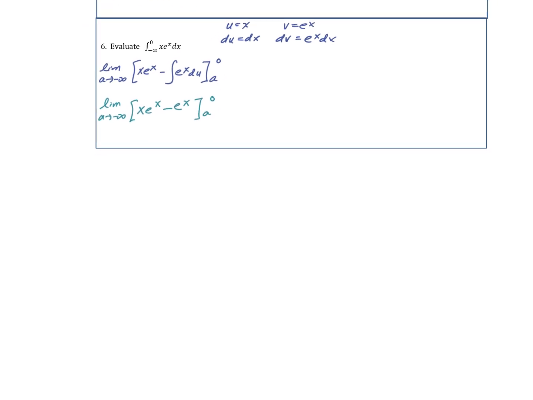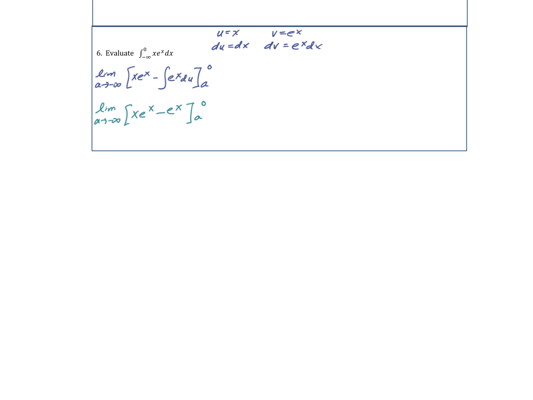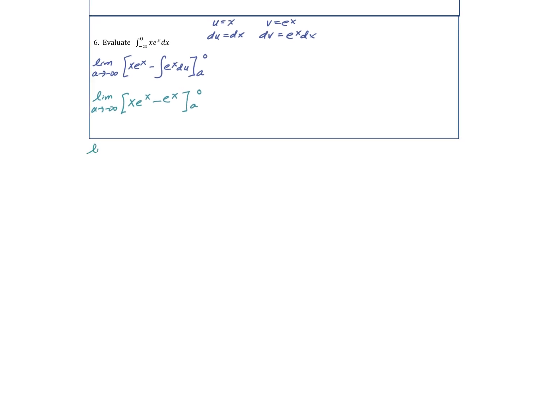Now we're going to plug in our bounds. So it's upper minus the lower. So I have to plug the 0 into all of this, and then come back, subtract, and then plug the a into all of this. That's where we're going with this. So I've got the limit as a goes to negative infinity. So I'm going to plug in here. So we get 0 times 1, which is 0, minus 1. Everybody follow? I'm just plugging the 0 into here. So 0, e to the 0 is 1, so 0 minus 1 is negative 1. So we're going to get negative 1.